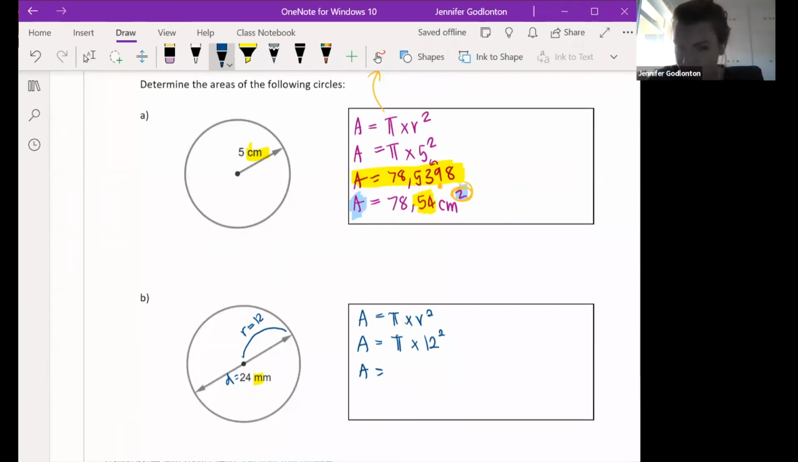I got 452.39. I rounded off. Beautiful. That's right. What would my unit be? Millimeters squared. Perfect, Anam. Nice job.